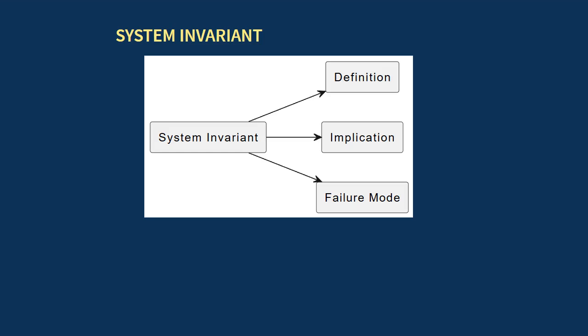A system invariant is a condition that must remain true across all valid executions. Identifying these is essential. What happens if we don't maintain these invariants? Failure to maintain them can lead to significant design flaws and systemic issues.